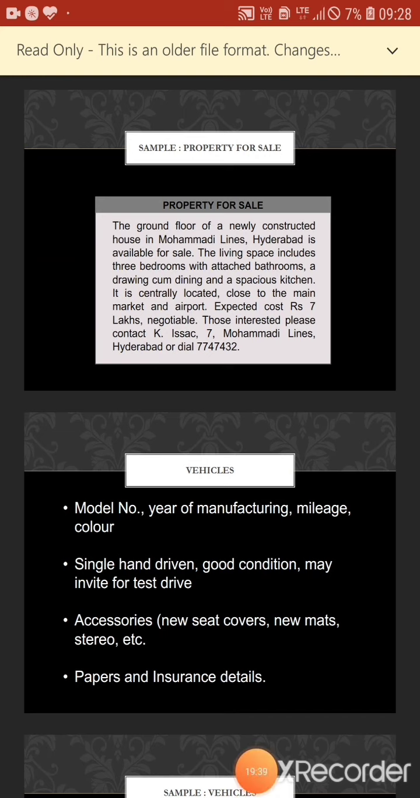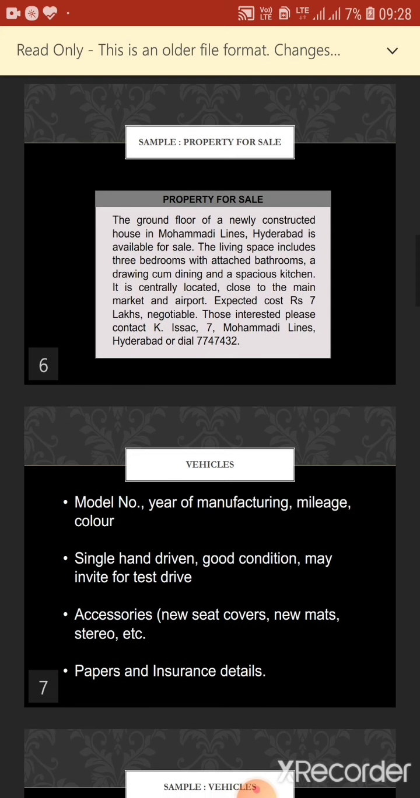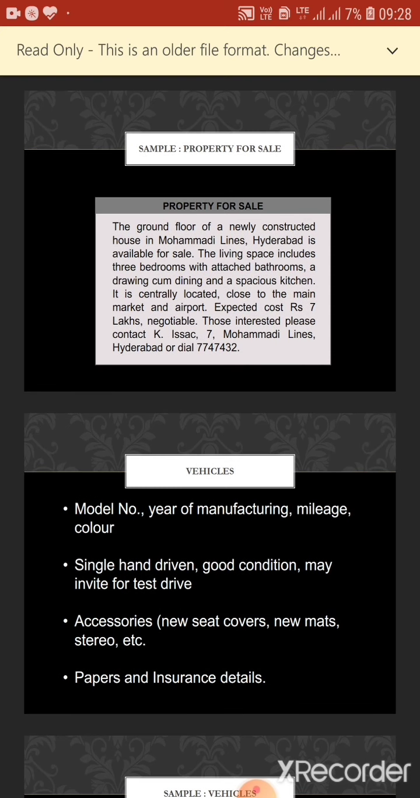Property for sale. The ground floor of a newly constructed house in Muhammadi Lines, Hyderabad, is available for sale. So here you see in the first line the description of the house is given, which is available for sale. Ground floor, newly constructed, in Muhammadi Lines, Hyderabad, the place and location, everything is mentioned there. So in the first sentence you have to mention the kind of the house and the location of the property.